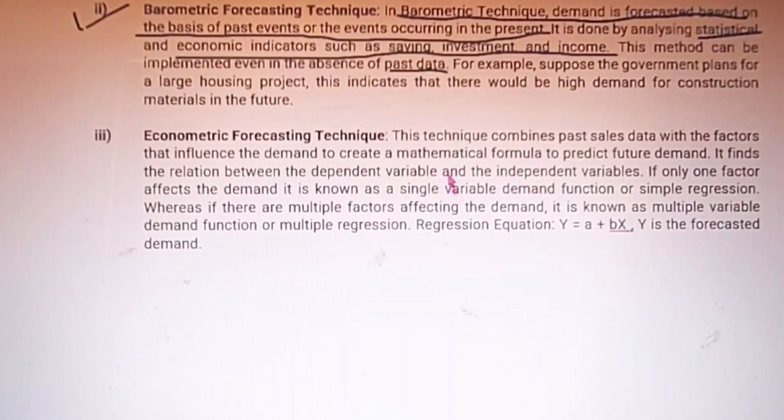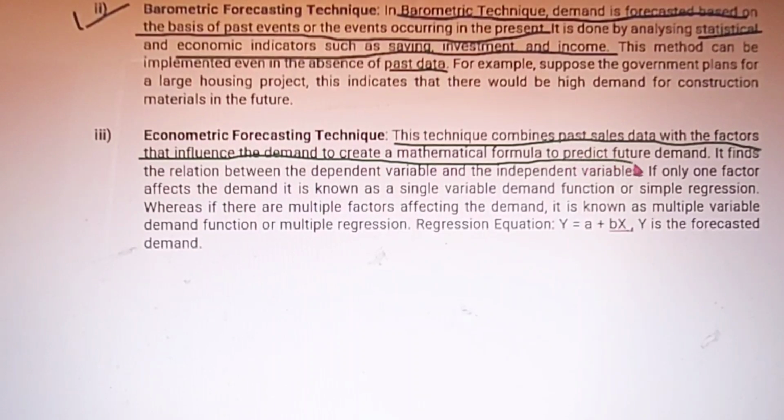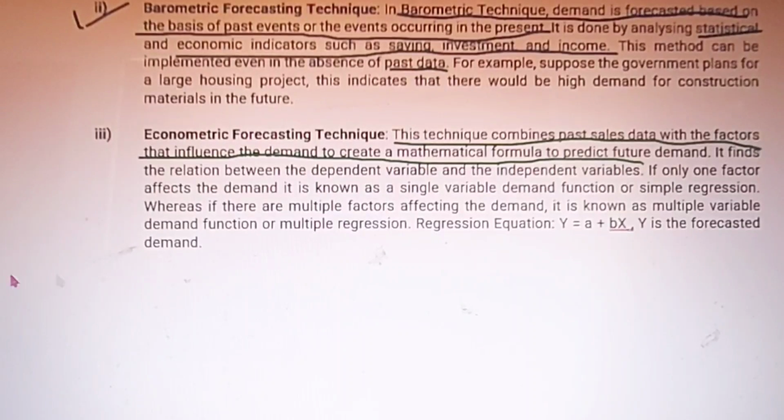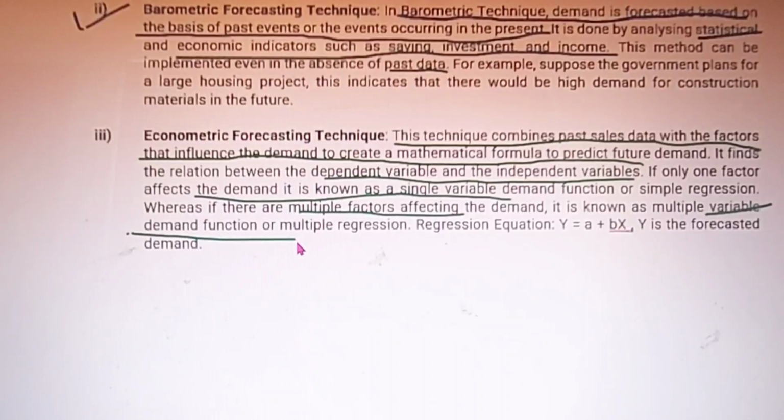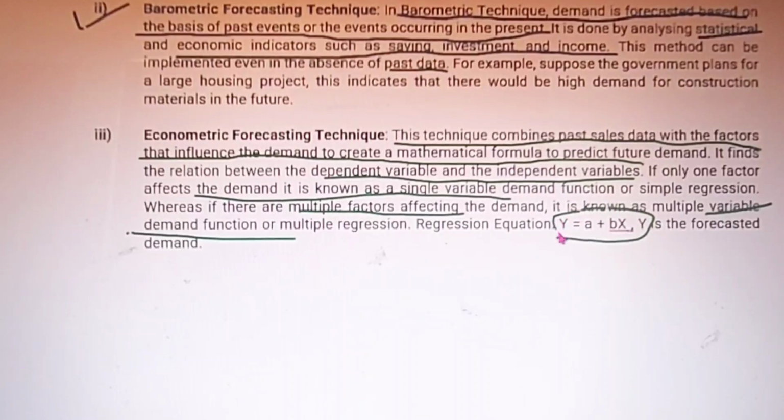And the third method is the econometric forecasting method. This technique combines the past sales data with the factors that influence the demand to create a mathematical formula to predict future demand. It finds the relation between the dependent variables and independent variables, and if only one factor affects the demand, it is known as single variable demand function. And if multiple factors affect the demand, it is known as multiple variable demand function. This is the basic equation that we use for this purpose. So these are all the techniques to forecast demand.